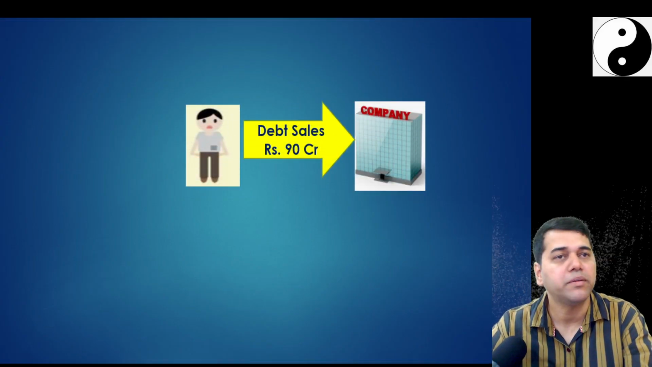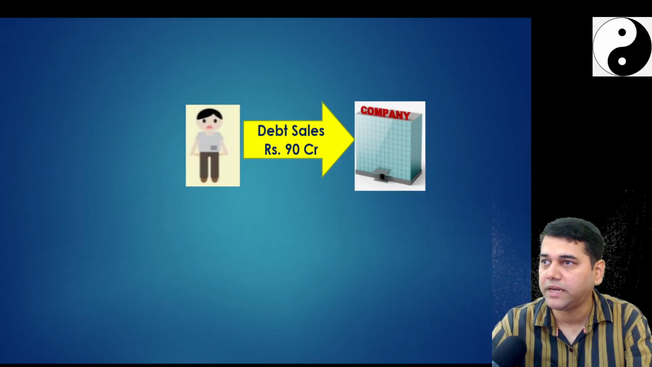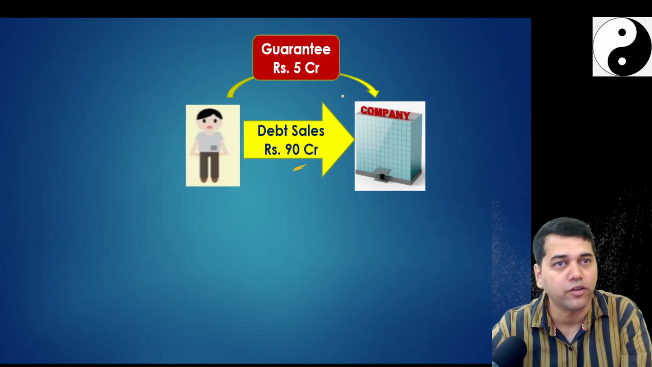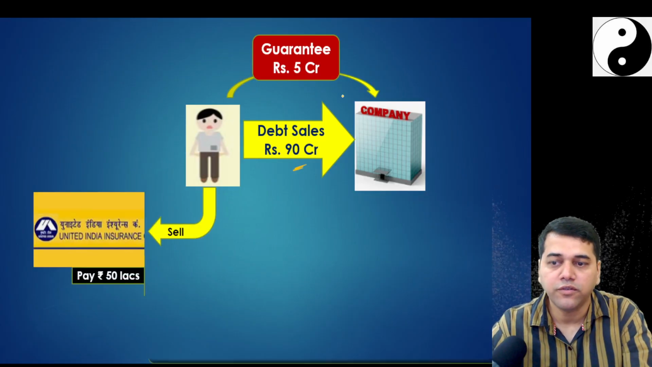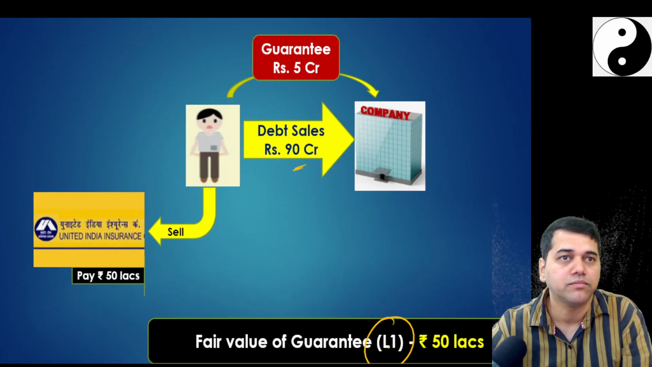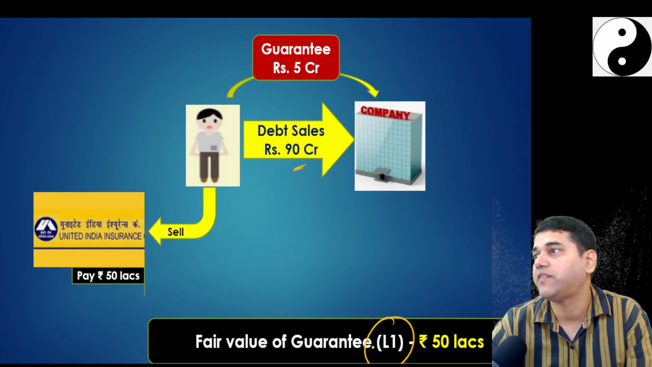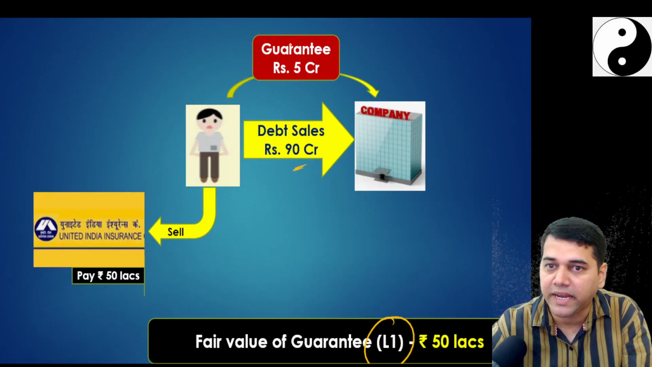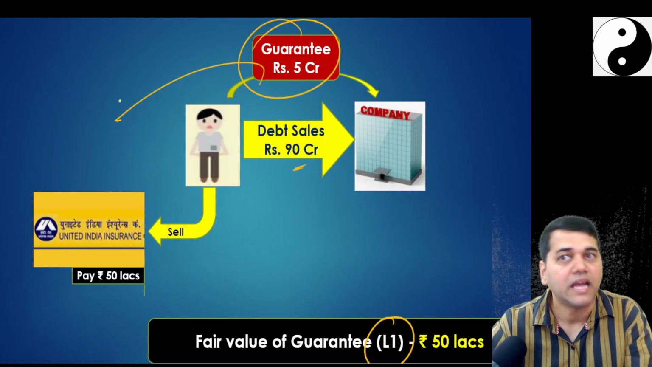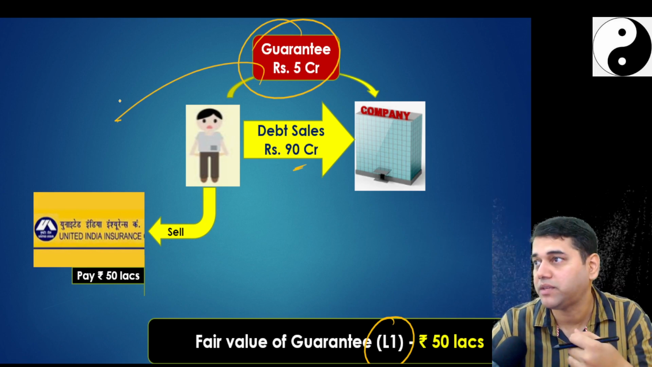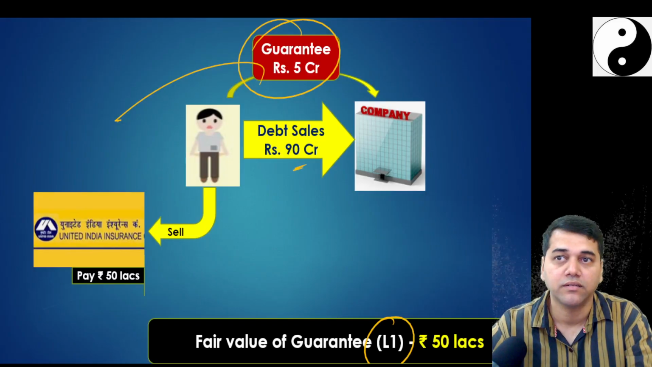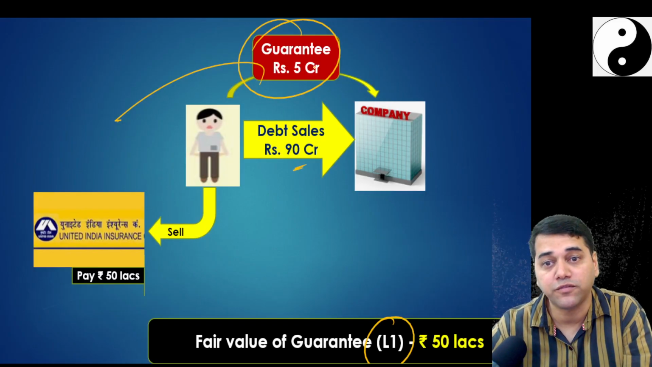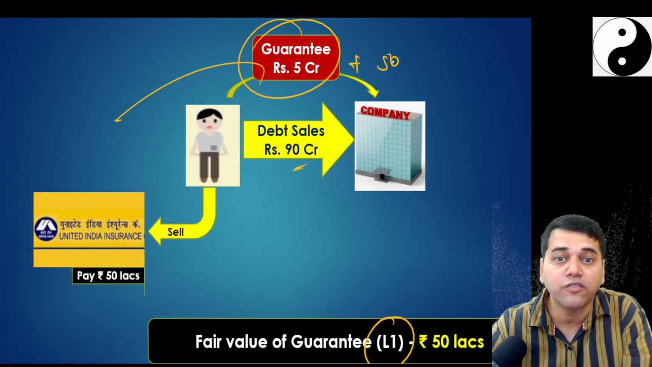Okay, this example we discussed previously. Again, just to remind you, I want to sell debtors worth 90 crores. Gave guarantee also. So this is my L1 input. What is my fair value of the guarantee? If I can transfer my obligation, my headache, to someone, and if that party charges me something, that is my fair value of the guarantee. Followed, no? So what is my total associated liability? It is 5 crore plus fair value of the guarantee.